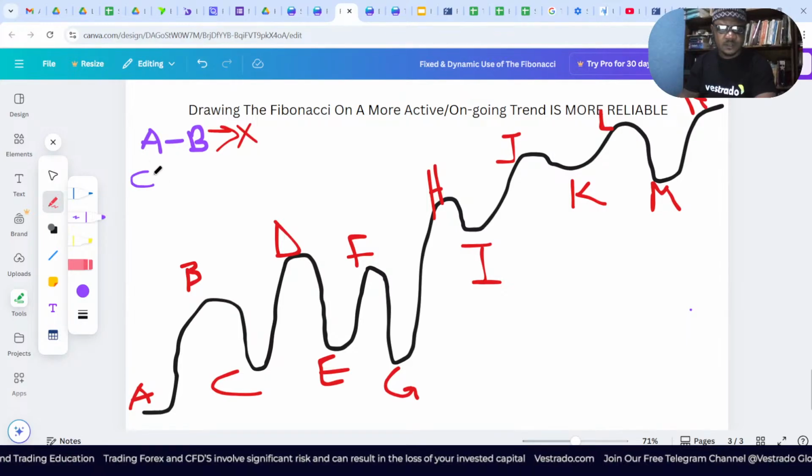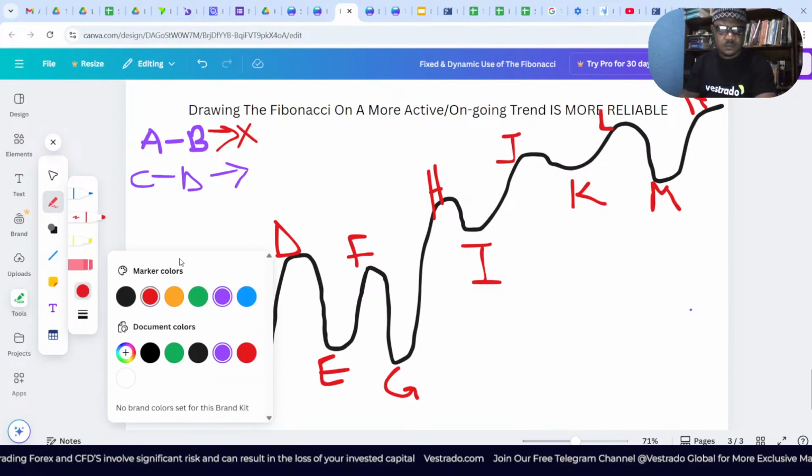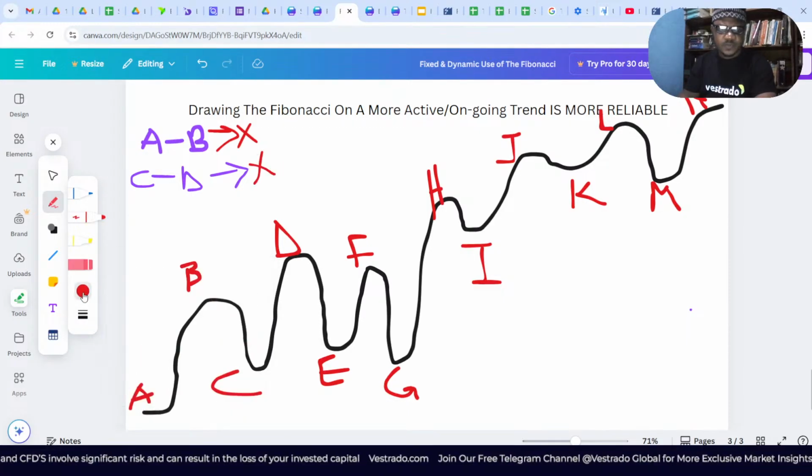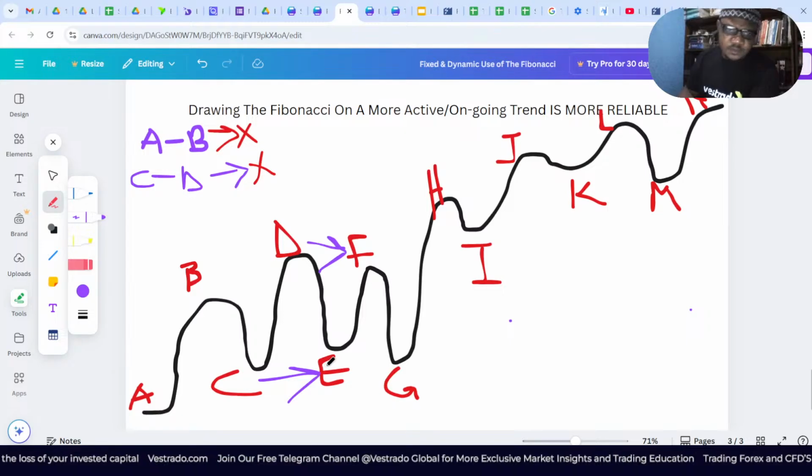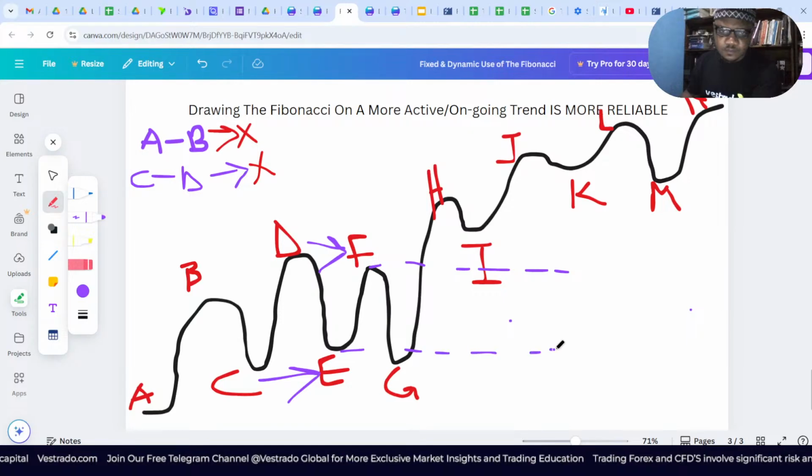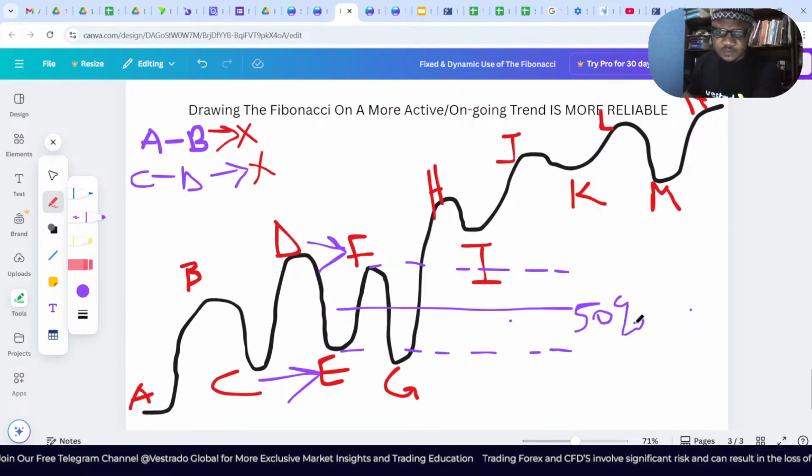Let's put that here. C to D, null and void. And then the trend shifts D to F and C to E. What happens? So the trend E to F going up. If this is the 50% mark, you can see that price has reversed not just 50%, up to the whole length of the trend from E to F. What happens? E to F, also null and void.